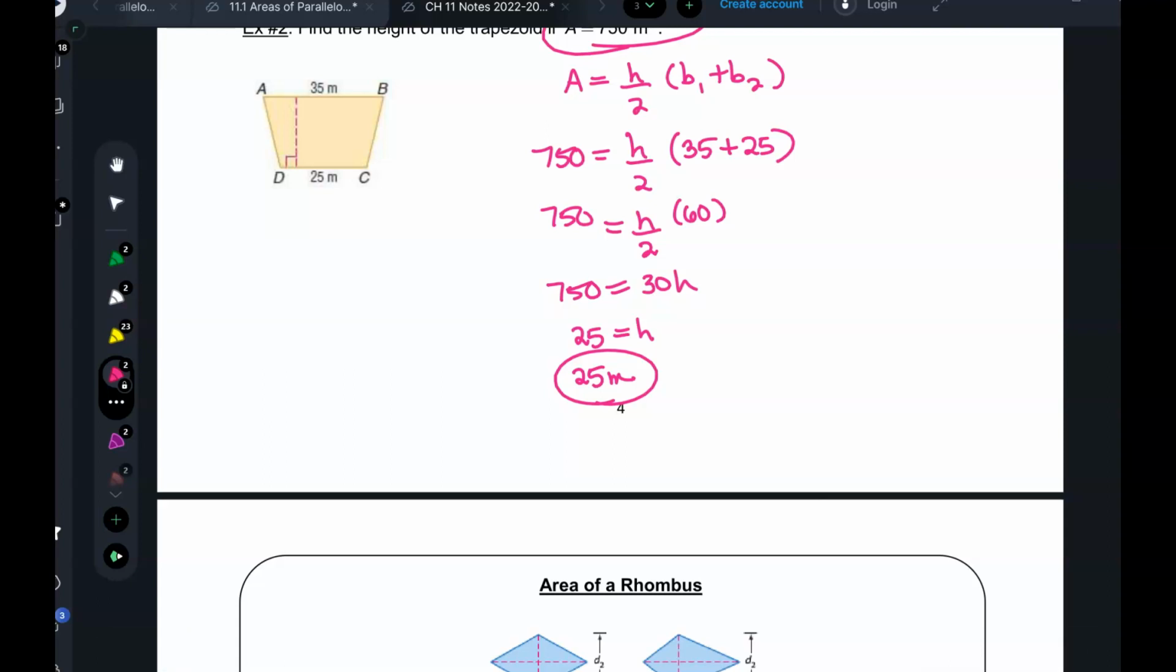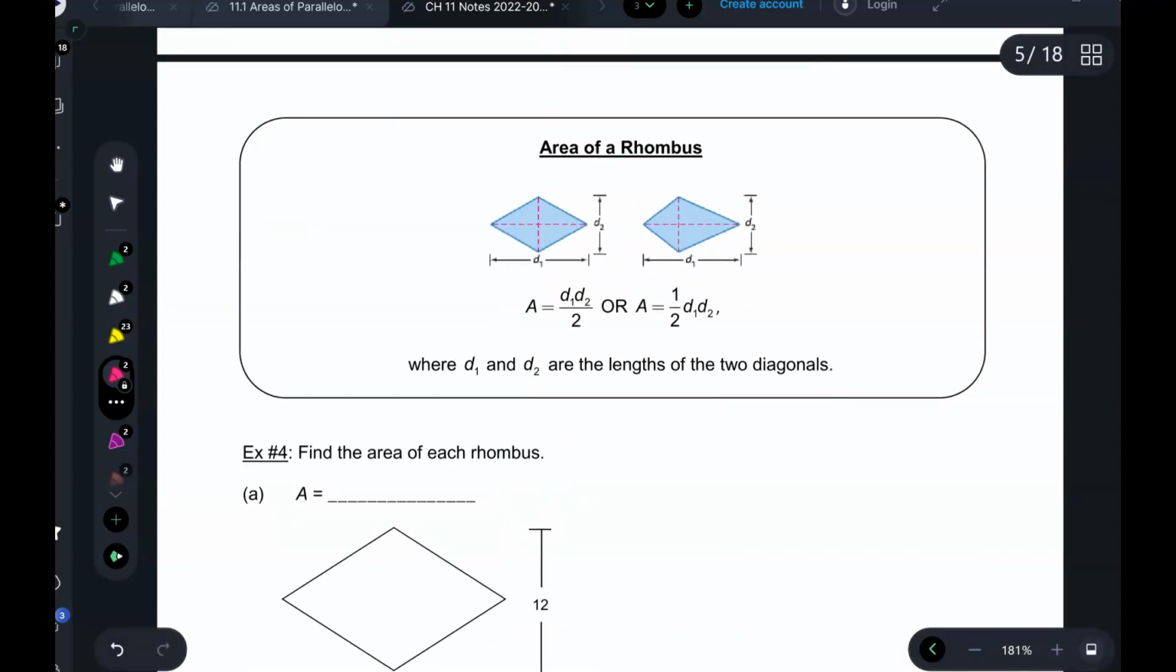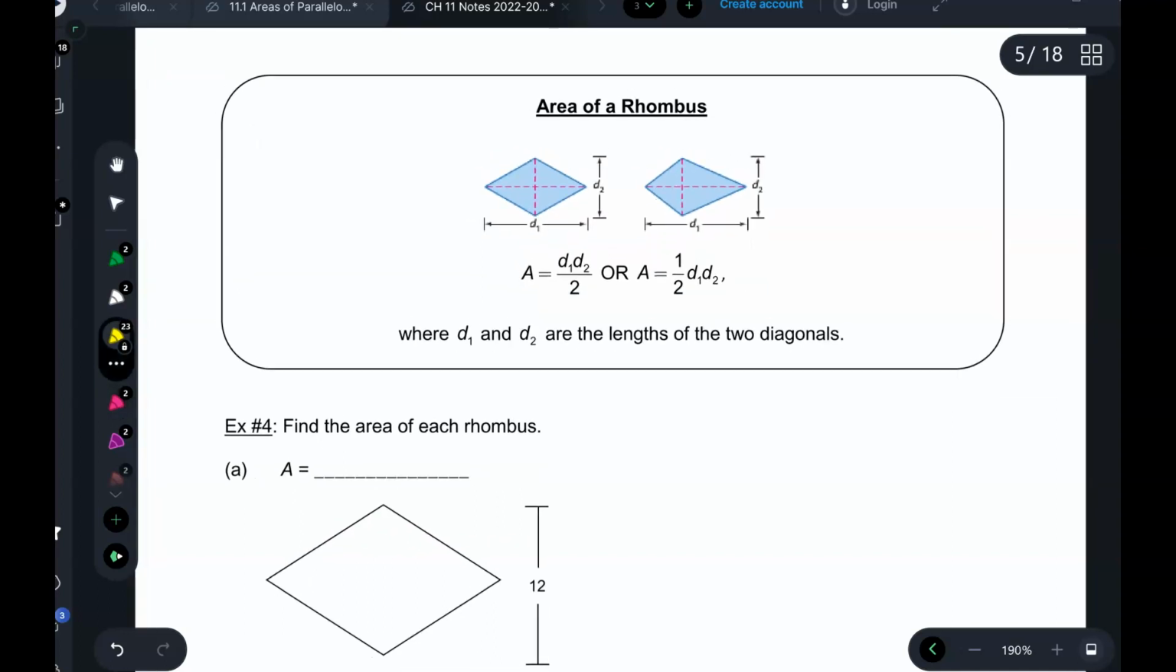Well, 2 goes into 60 how many times? All right. It's basically just base times height divided by 2. That's basically what it is.